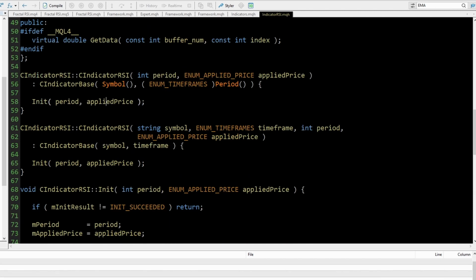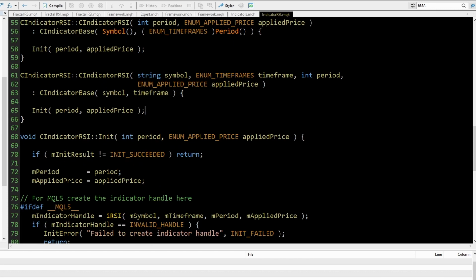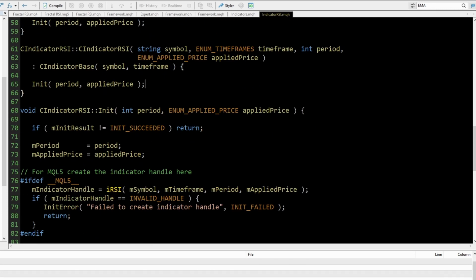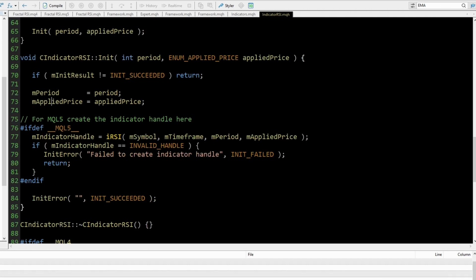The second constructor, which gets passed a symbol and time frame, will still call the parent constructor CIndicatorBase, but this time passing the symbol and time frame that were passed in here, and then also calls the init for the period and applied price. The init method checks mInitResult in case the base class has had a failure, and then just captures that period and applied price into the member variables.